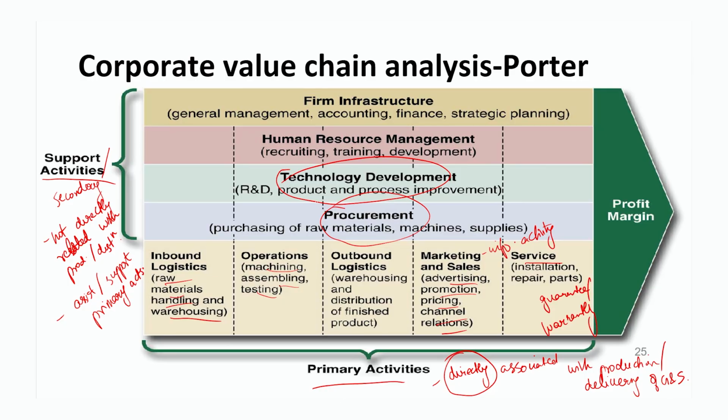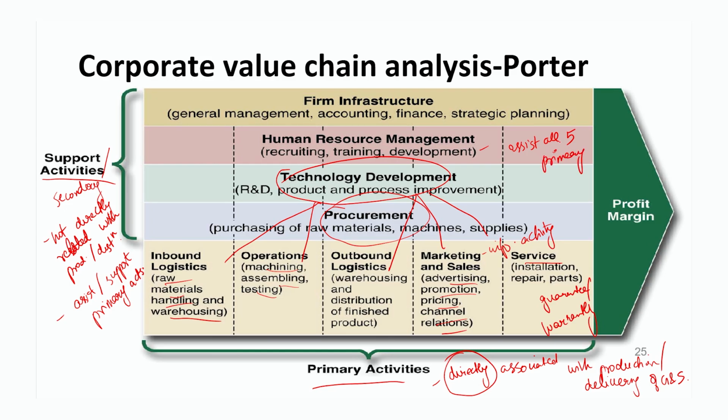Other type of support activities are technology development, which basically assist our operations, also our outbound marketing services. Nowadays technology is used everywhere. So technology assists all primary activities. Earlier it was more related with only operations part, but now technology is involved everywhere, so it assists all primary activities. Human resource management, again human resource management will assist all 5 activities.